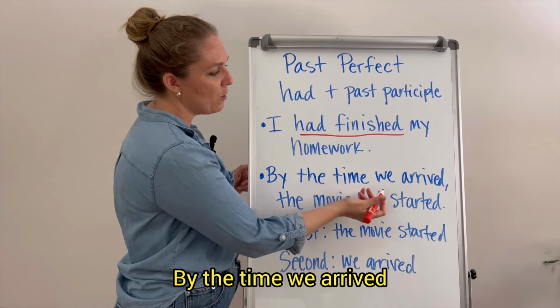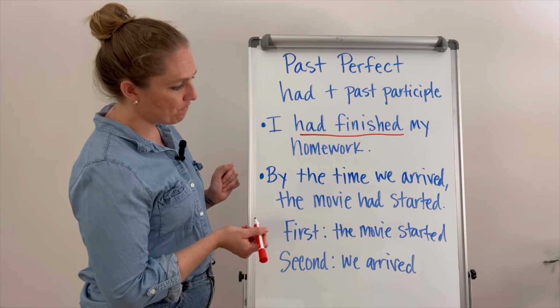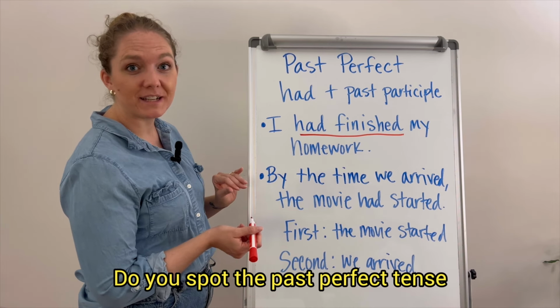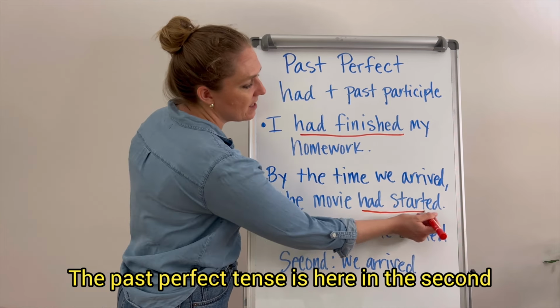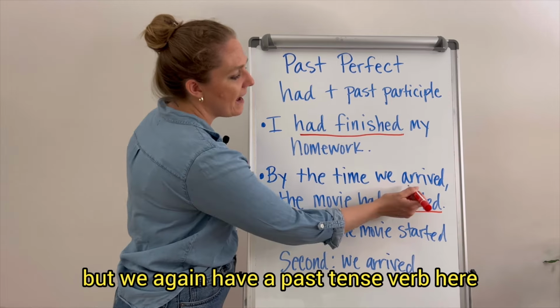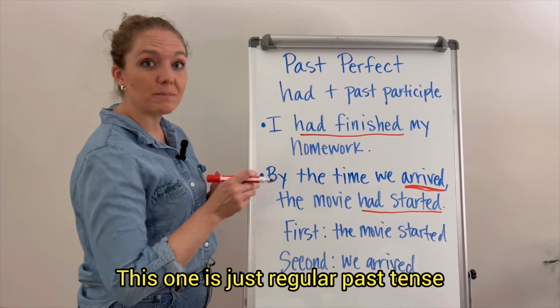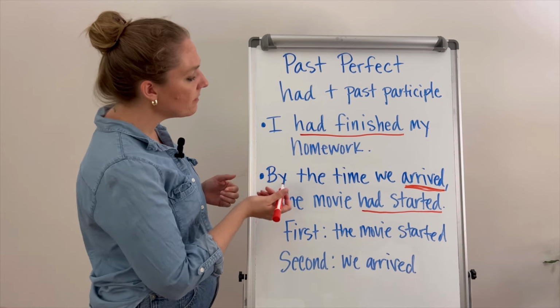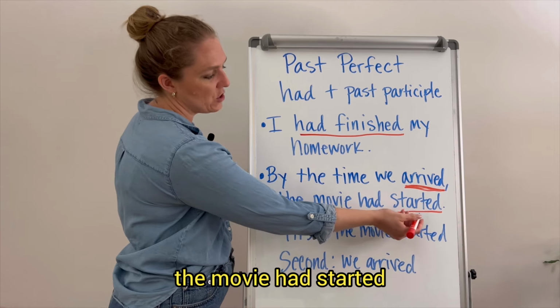By the time we arrived, the movie had started. Do you spot the past perfect tense? The past perfect tense is here in the second part of the sentence, but we again have a past tense verb here. This one is just regular past tense. By the time we arrived, the movie had started.